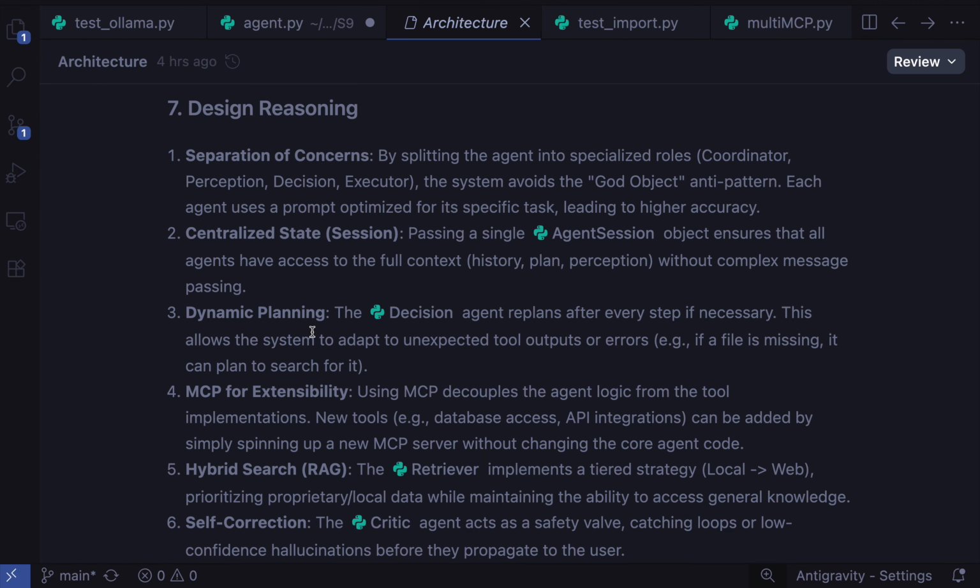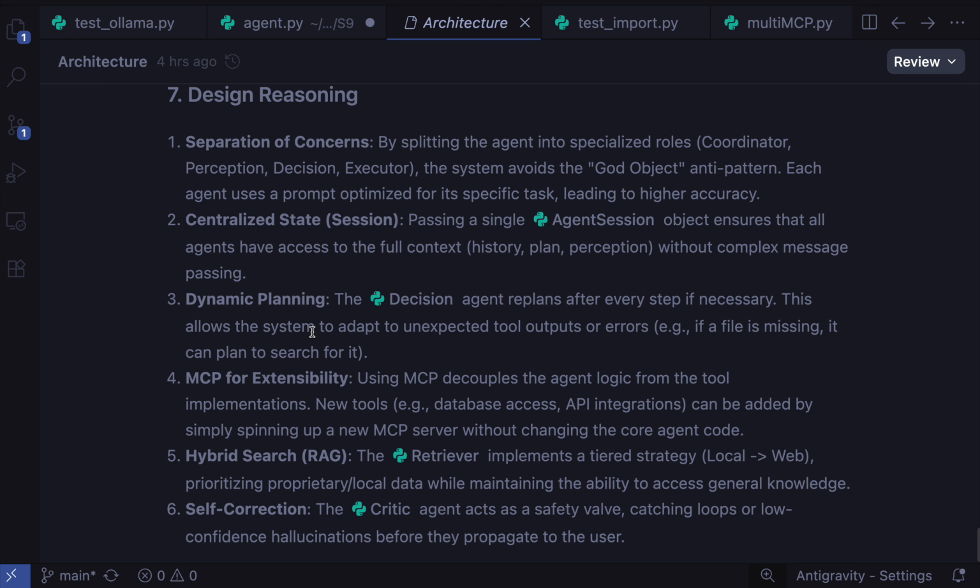Diving a little bit into the reasoning part of it, why are we doing it? By splitting the agent into specialized roles, the system avoids the God object anti-pattern. Different work is done by a different agent. Then you have one session being maintained, with history, plan, perception, all the context. Then you have dynamic planning. If anything fails at any moment, the critic gives different feedback, and it makes you do different planning.